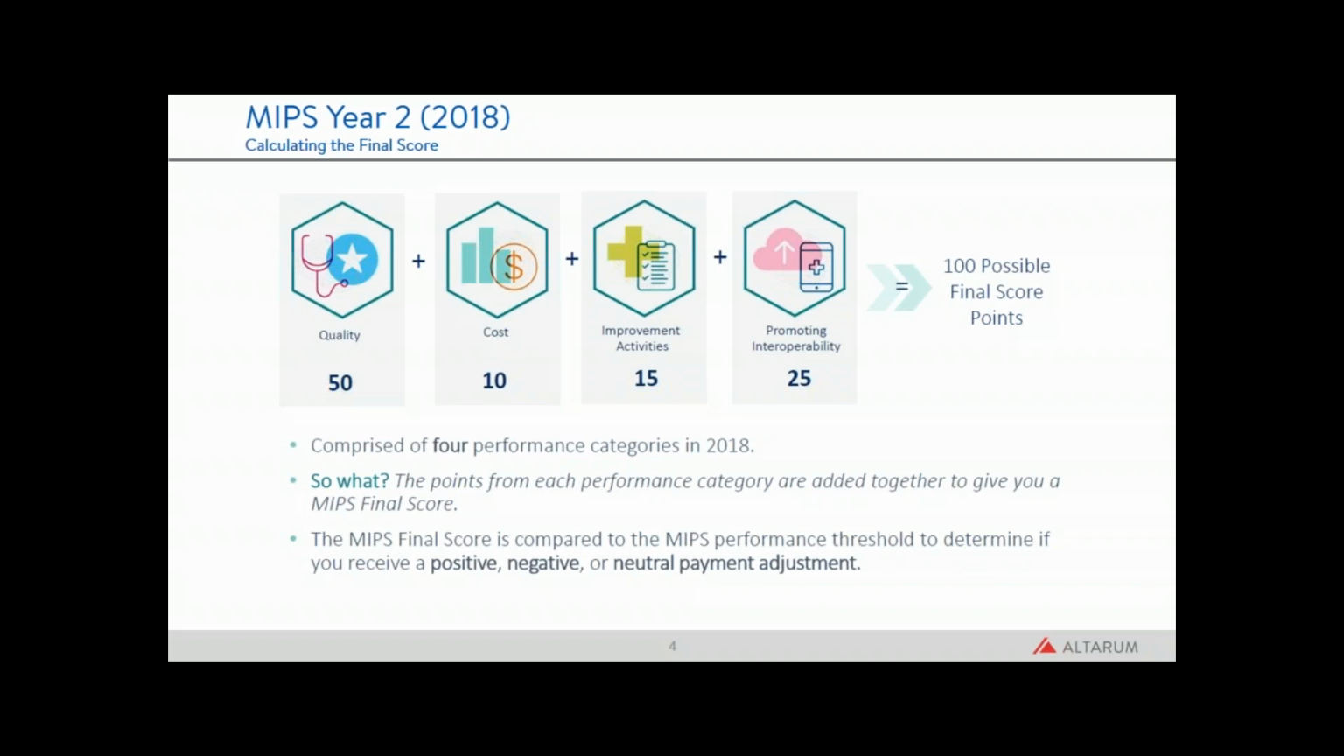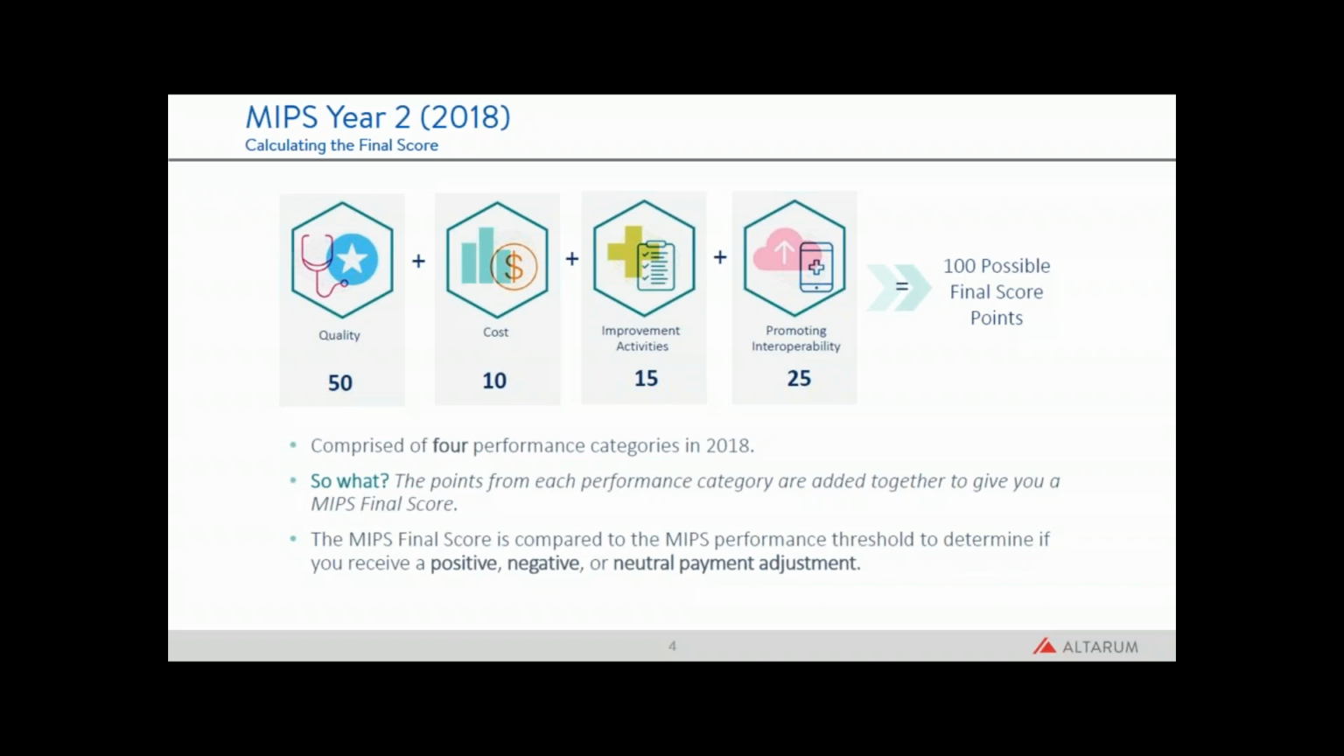But each of the categories doesn't contribute evenly to that final score. We have what's called the performance category weighting. It was different this year than it was last year, and we will see these performance categories shift over time as well. This year, the quality category is worth 50%. It's worth half of that final MIPS score. The cost category is being assessed at 10%, being the lowest amount.